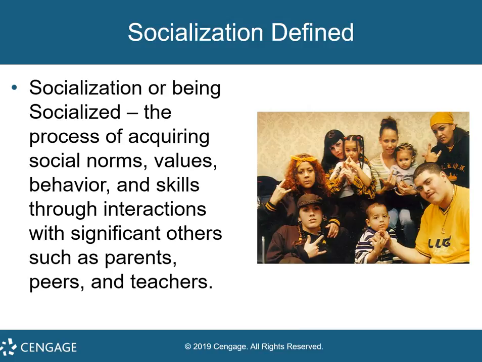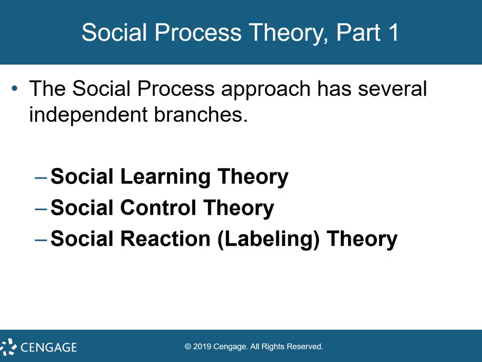So a little bit more. The social process approach has several independent branches: social learning theory, social control theory, and social reaction, or what they call labeling theory. Socialization, or being socialized, is the process of acquiring social norms, values, behavior, and skills through interactions with significant others, like teachers or parents, or even our peers. So the three branches that fall under social process are social learning theory, social control theory, and then social reaction theory, that is also called labeling theory.